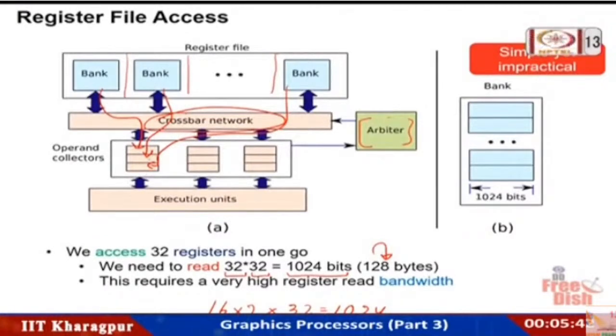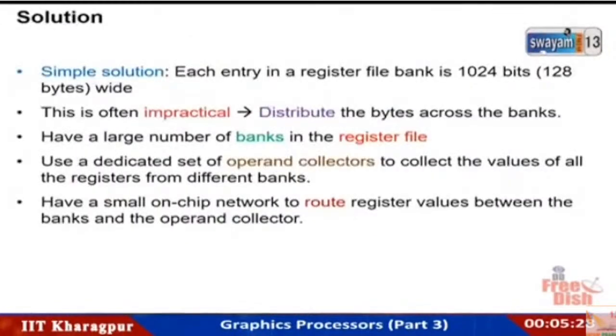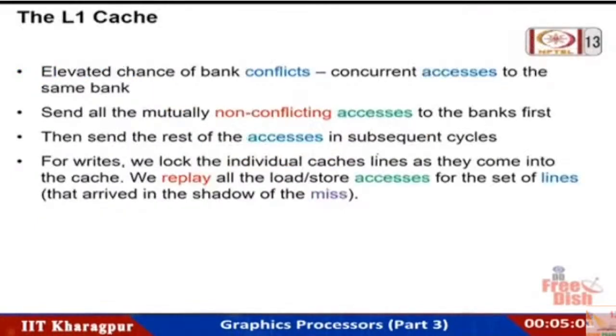The execution units can then execute the function on the data, whatever it is, add, subtract, multiply. So the key innovations over here are the crossbar network, the arbiter, and the operand collectors. As we have discussed, a simple yet impractical solution is to just make a register file bank entry wide, 1024 or 128 bytes wide. That's not practical. You have to have a large number of banks in a register file, use the operand collectors to collect the values, and then use the on-chip network to route register file values to the operand collector, as we have seen.